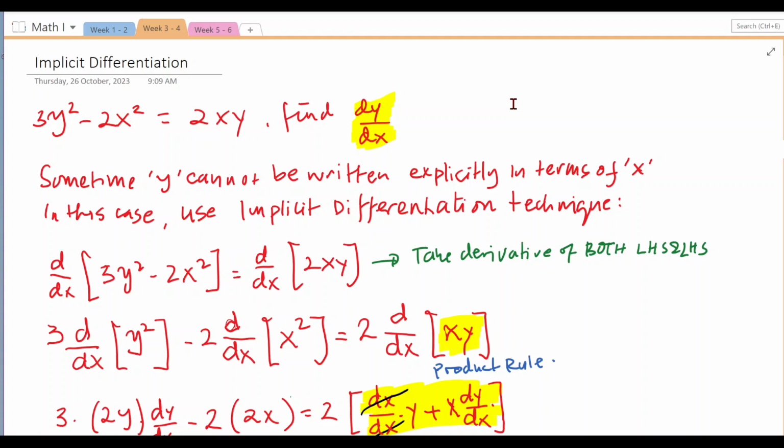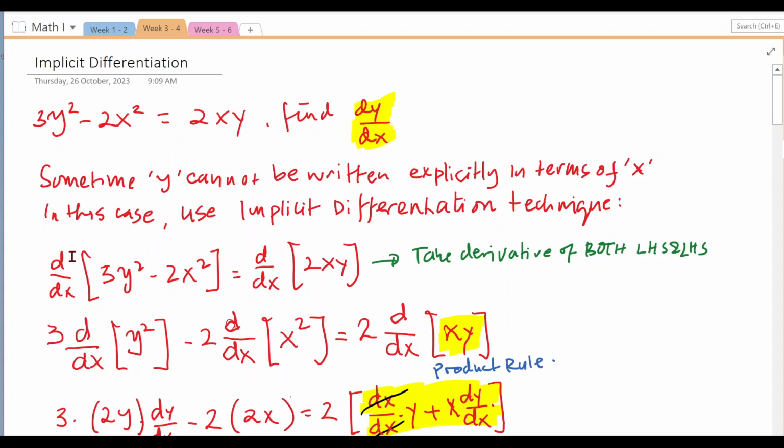So as you can see here, if you try to express y explicitly, you will find that y sometimes cannot be explicitly written in terms of x. If you try to rearrange y alone on the left hand side and all the x's on the right hand side, you'll find that it is not possible. In such a situation, we will have to use what is called the implicit differentiation technique.